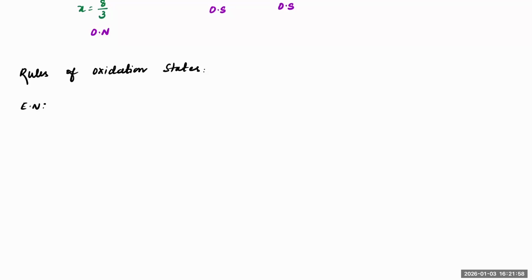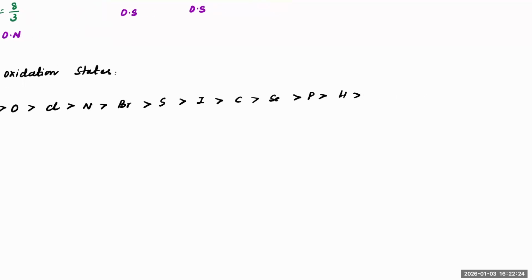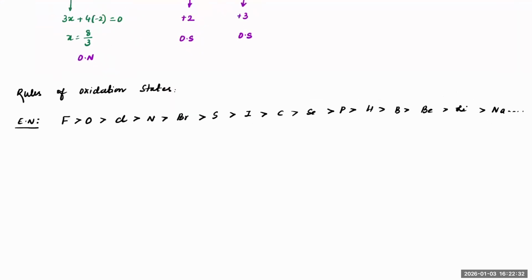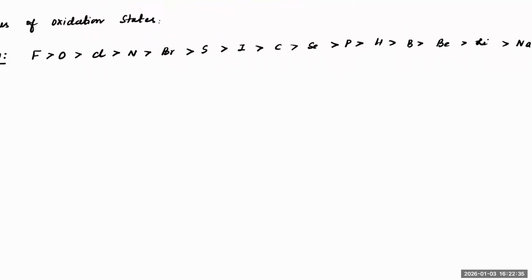See, electronegativity of the elements, if you compare: the highest electronegative element being fluorine, then comes oxygen, then chlorine, nitrogen, bromine, sulfur, iodine, carbon, selenium, phosphorus, hydrogen, boron, beryllium, lithium, sodium, and so on. Okay, so this is like the minimum order we should know.